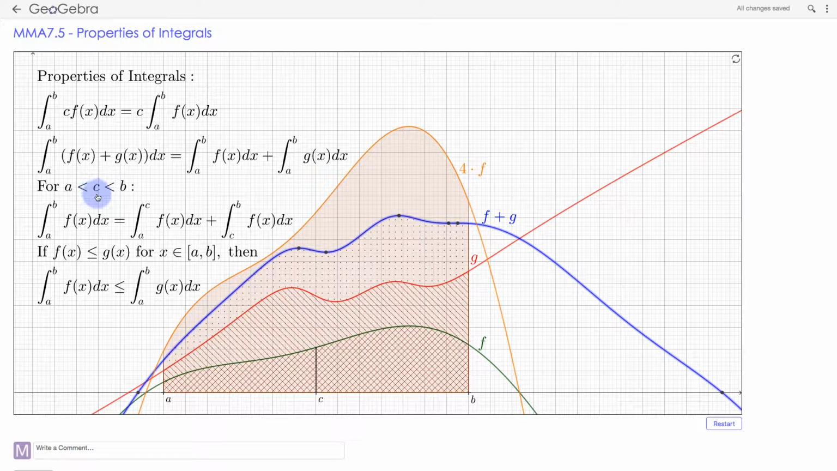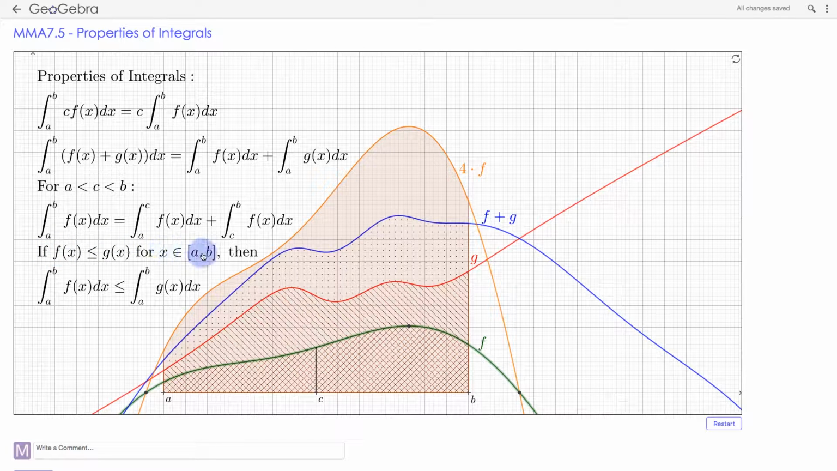Here we take some value c, which is strictly between a and b. So here's a, here's b, and then we have some c in between. And then we see that taking the integral of the function f from a to b is the same as first taking the integral from a to c, and then taking the integral from c to b. So this whole area here is the same as this area to the left plus this area to the right. It's also geometrically quite obvious.